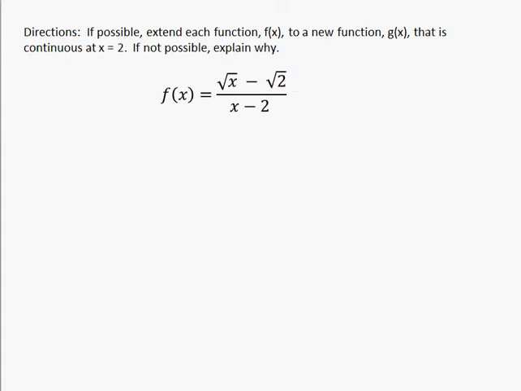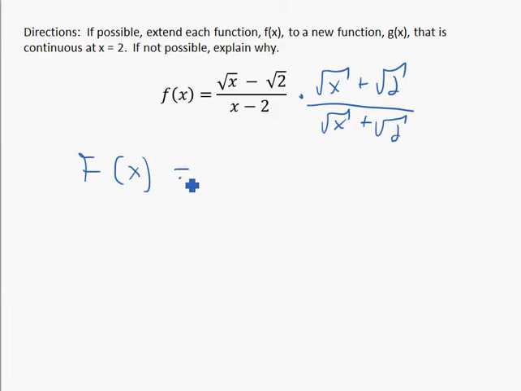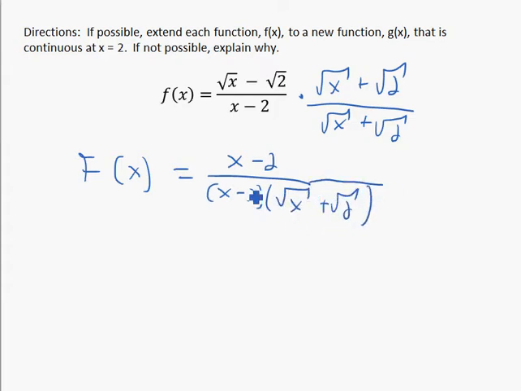And this is very similar to what we did with limits. We're just going to multiply by the conjugate, and that should help us out a little bit. Nope, root x plus root 2. Root x plus root 2. And when we do that, f of x really equals x minus 2 over x minus 2 times root x plus root 2. And now the x minus 2's cancel out. So f of x really equals 1 over root x plus root 2, except for when x is 2.